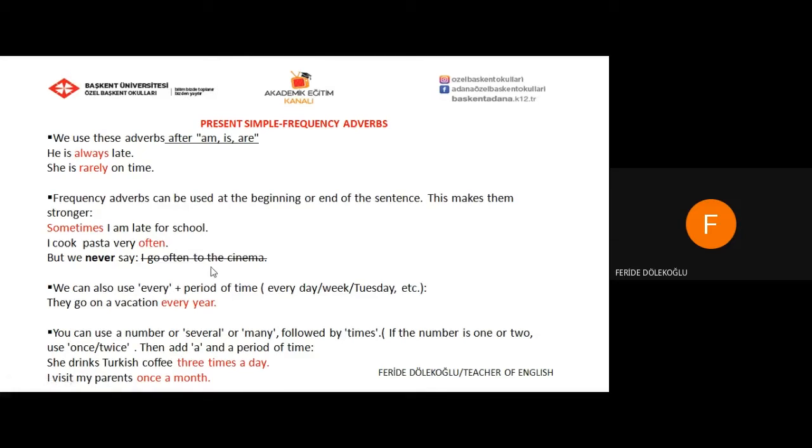We can also use every plus a period of time, like every day, every month, every week. For example, they go on a vacation every year. You can use a number or several or many followed by times. But if the number is one or two, use once or twice, then add a and a period of time. She drinks Turkish coffee 3 times a day. You can also say 4 times a day.